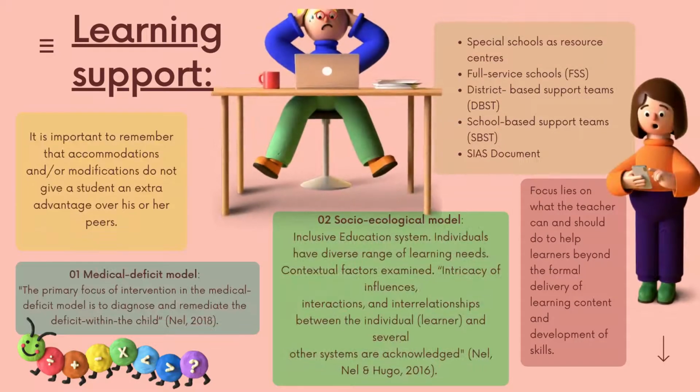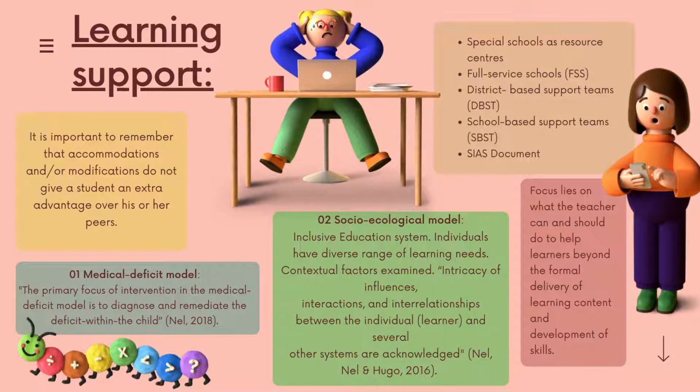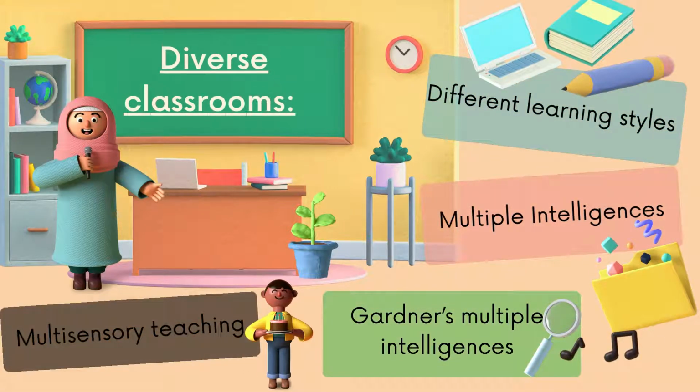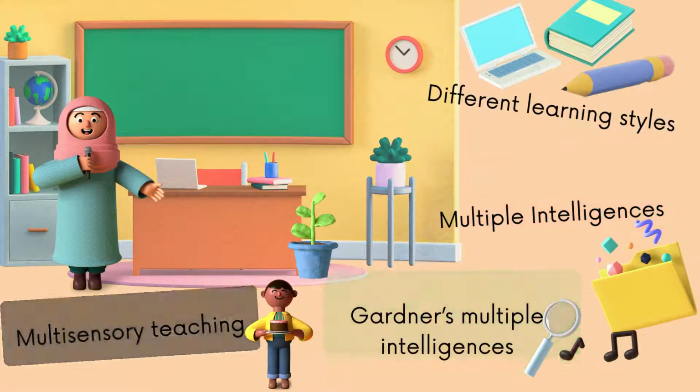Learning support, accommodations and modifications do not give students an extra advantage over his or her peers who are able-bodied. The focus lies on what the teacher can and should do to help learners beyond the formal delivery of learning content and development of skills. There are two models, namely the medical deficit model and the social ecological model. The latter focuses on inclusive education. Diverse classrooms incorporate different learning styles, multiple intelligences, Gardner's multiple intelligences, as well as multisensory teaching.